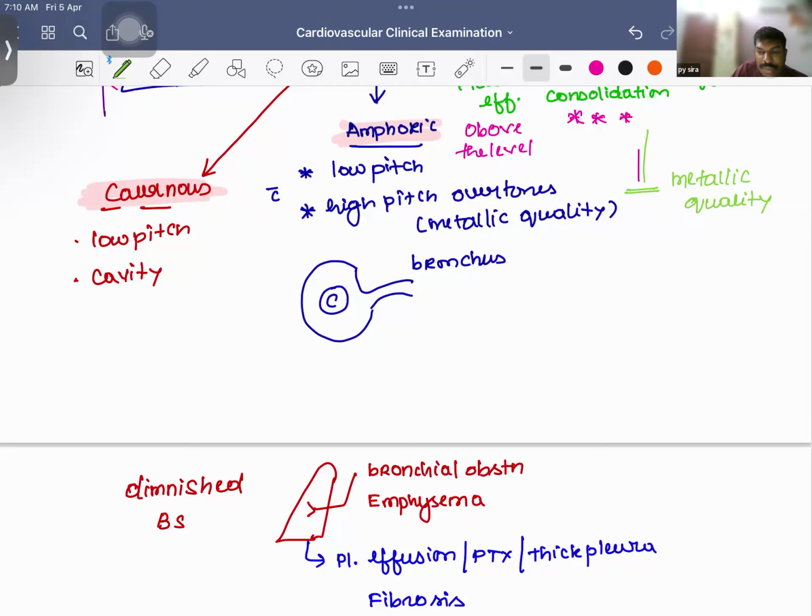Then the next breath sound is going to be our cavernous breath sound. Cavernous breath sound is also a low pitched breath sound. The speciality in it is that the sound is heard in a cavity, like a cave. So here it is going to be an irregular cavity.